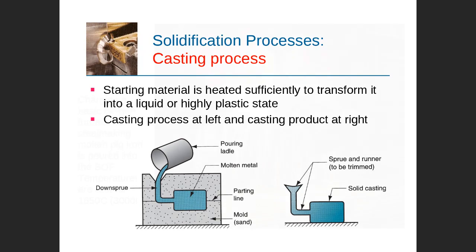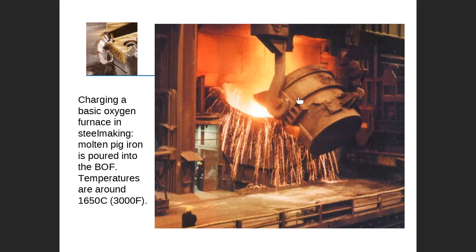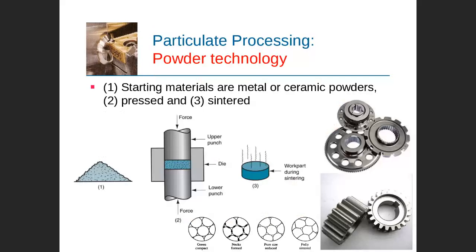To show you, this is actually the process here. You see this, the metal is liquid. We're pouring liquid into certain pre-prepared cavities, and it fills the cavity. Finally, you get the shape of the part. So this is the first process, which is solidification.